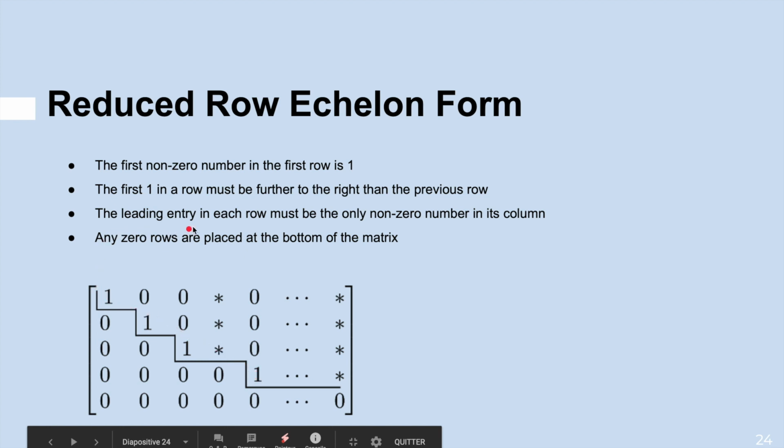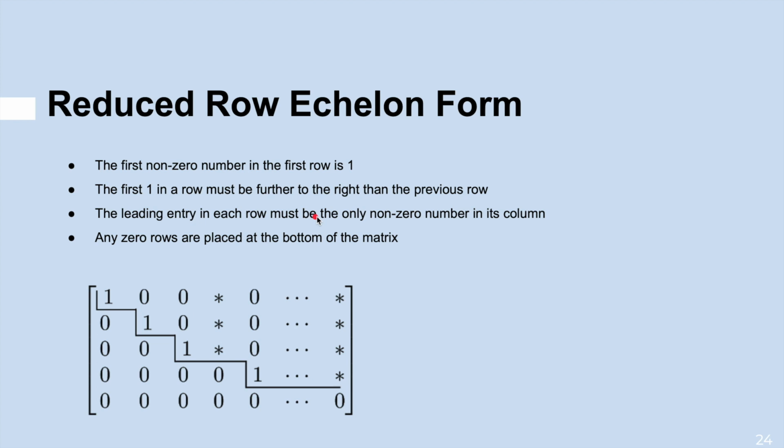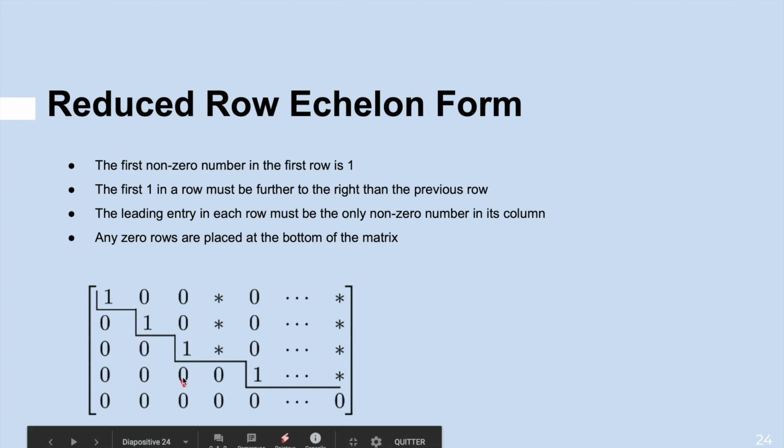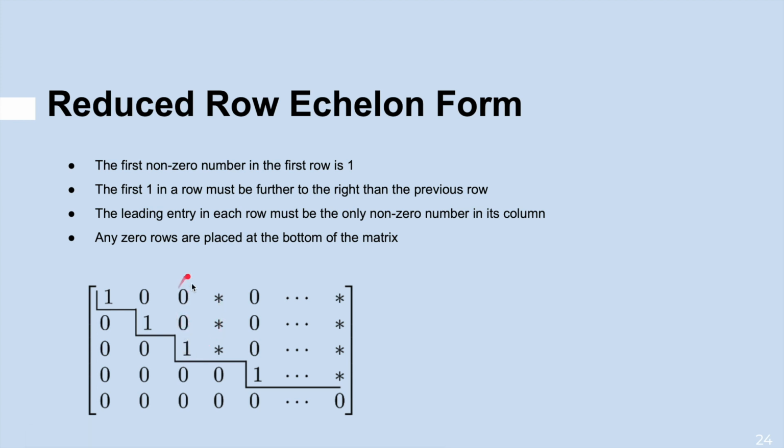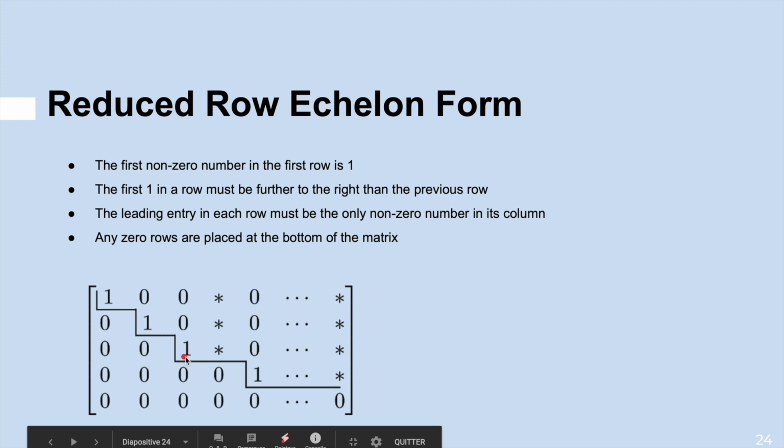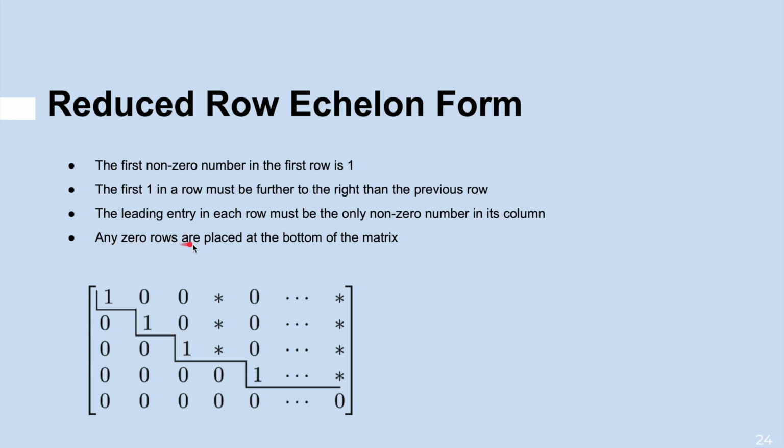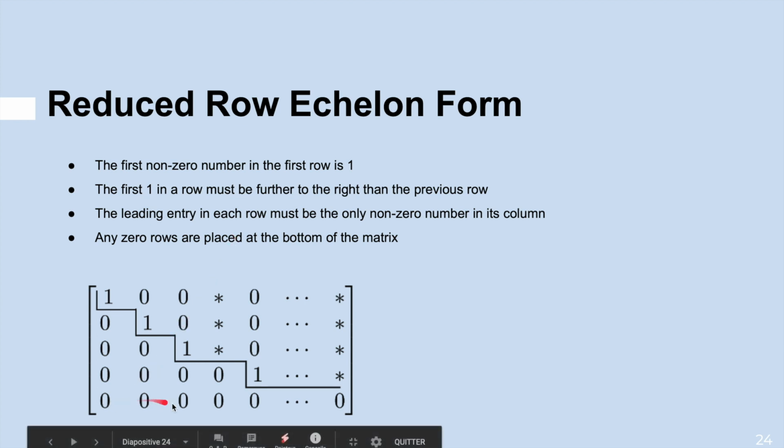The leading entry in each row must be the only non-zero number in its column. So this is a little bit different because now everything above and below the 1 has to be zeros. So in this column, you see that there's no 1. So these numbers can be whatever you want. But here we have a 1, and it means that there's zeros on top and zeros on bottom. Lastly, any 0 rows are placed at the bottom of the matrix. That's the same as row echelon form. So if this is all zeros, it has to be at the bottom.